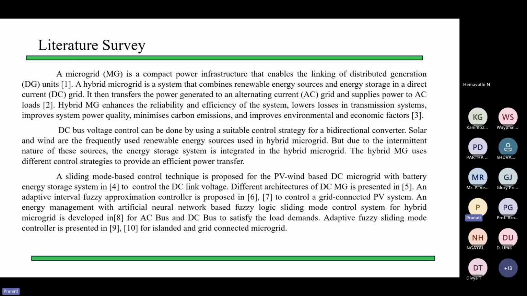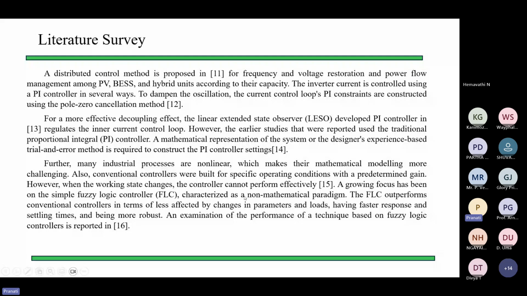This is a basic review: sliding mode control for a PV and wind based DC microgrid with battery energy storage is proposed in this particular reference. You can go through the different references to see different control strategies. Then we have droop control also. Depending on our frequency and voltage, we have the mathematical representation and the PI. The main thing is that we have to find the proportional and integral gains in PI controller tuning, and basically it's a trial and error method.